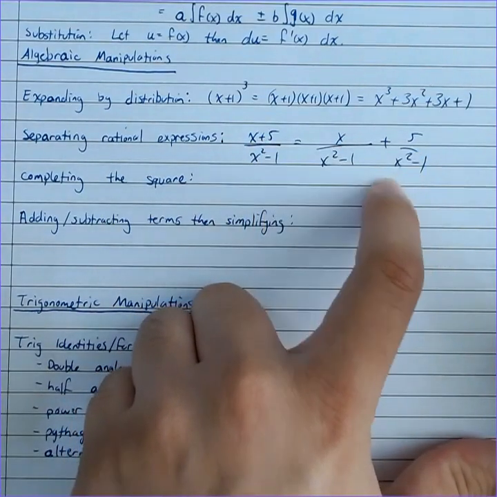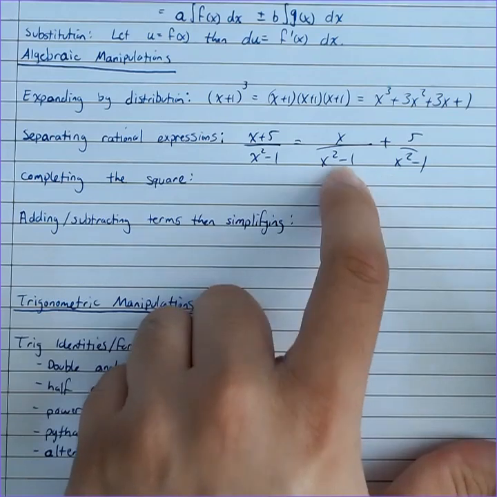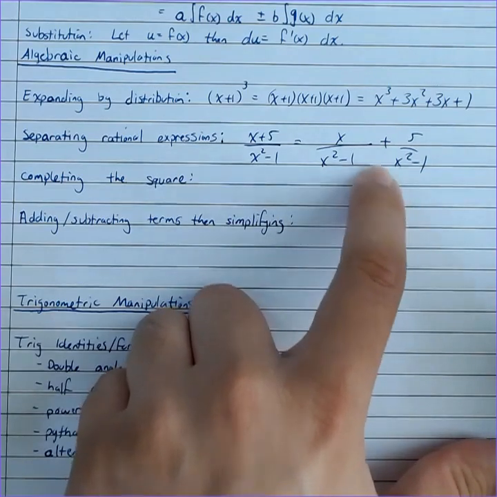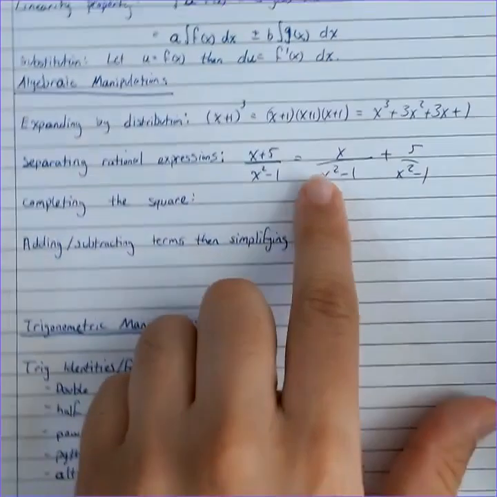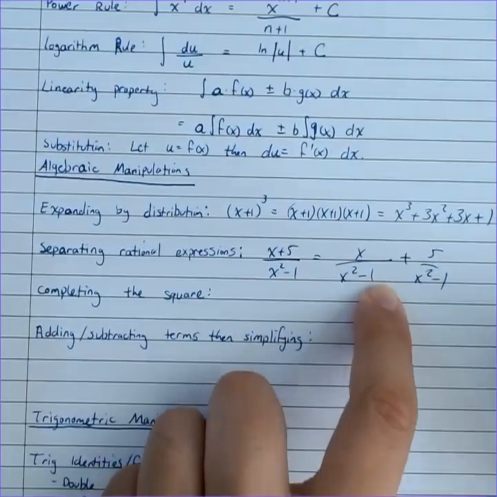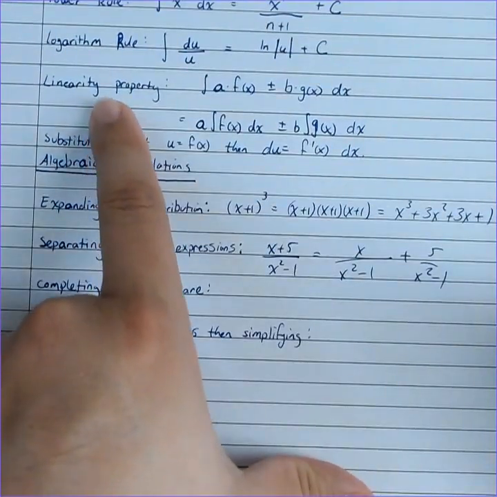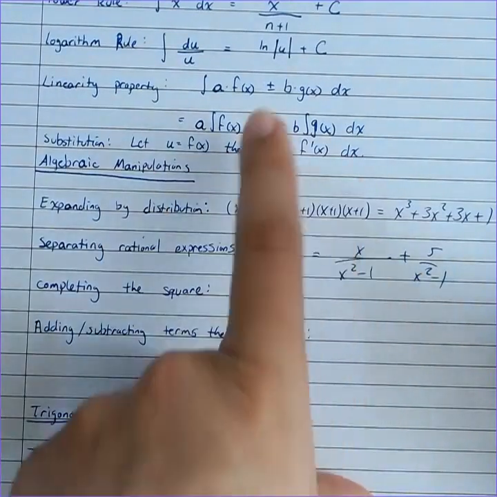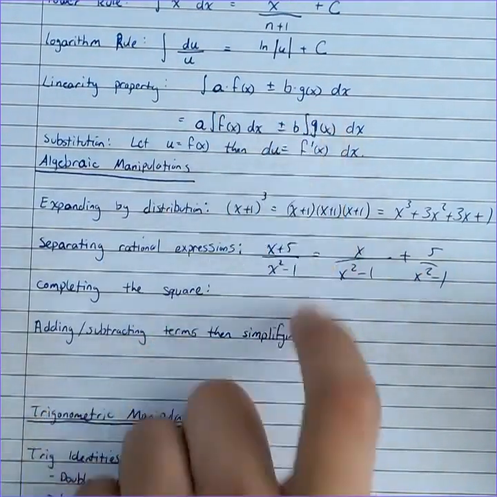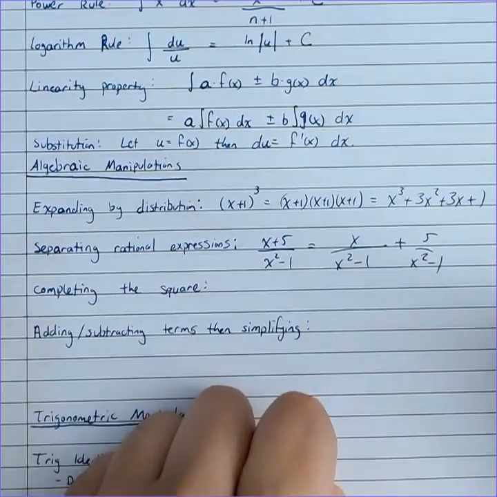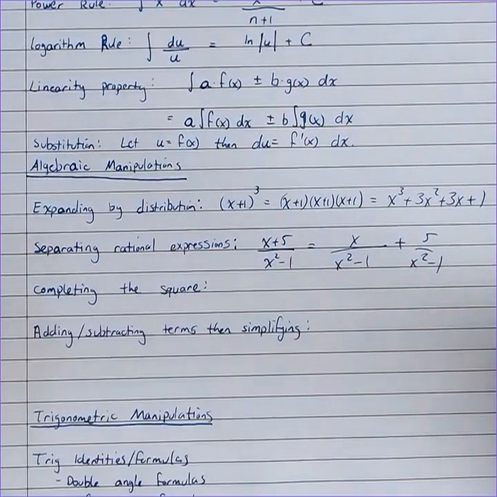All right? This isn't a difficult algebraic thing to do. It's just a good idea to remember that you can do it. You can separate things out. And the reason we want to be able to separate things out is, again, because of the linearity property. If things are separate, we can separate them into different integrals. And each of those integrals might be easier to work with than the original.